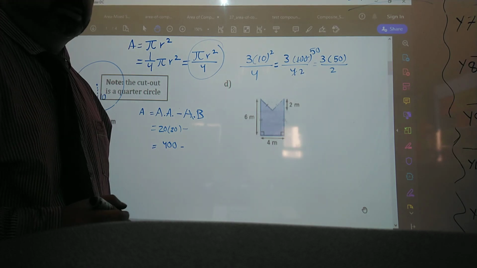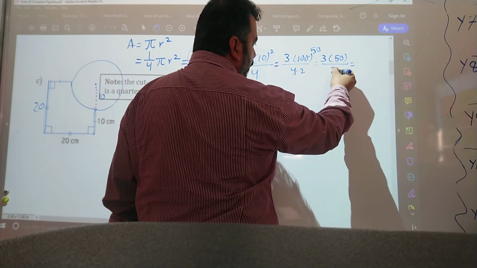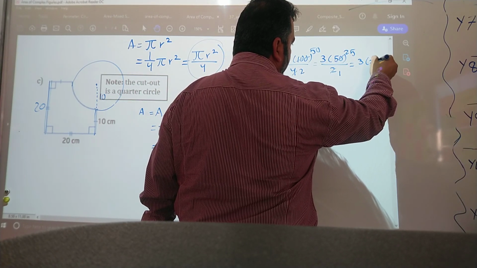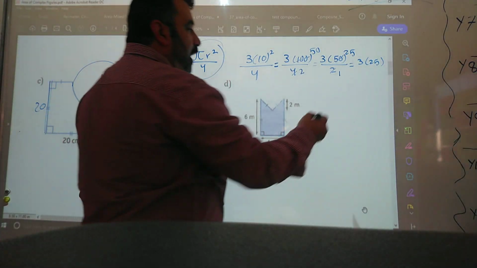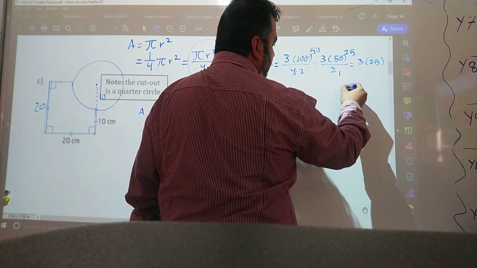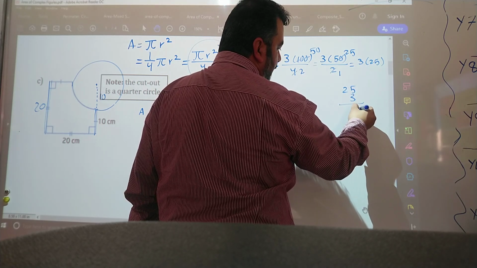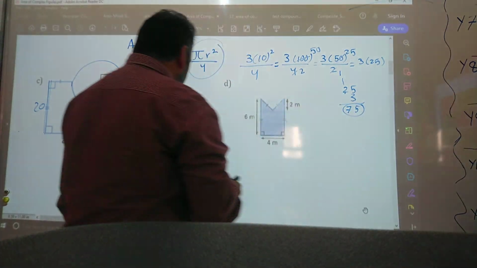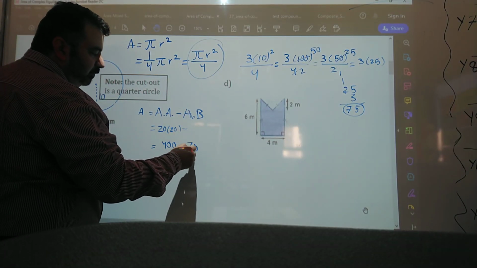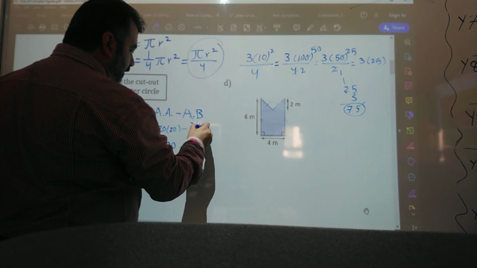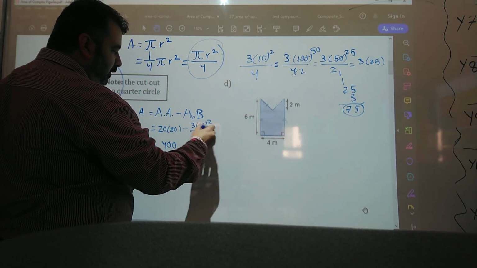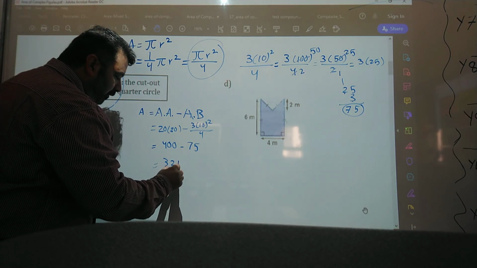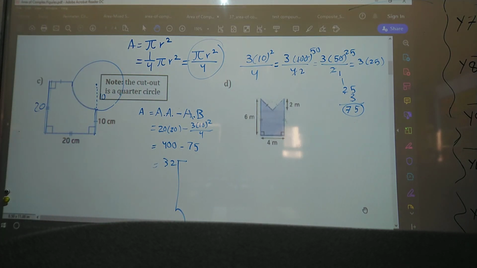Over 2. Fine. So 50 and 2 both can be divided by 2. Divide by 2 equals 1, divide by 2 equals 25. So, 3 times 25. Now, how much is 3 times 25? I don't know. So you will say 3 times 5 equals what? 15. 3 times 3 times 2 is 6, plus 1 is 7. So this is how we end up with 75. You cannot explain it differently than this. Now 400 minus 75 is 325.